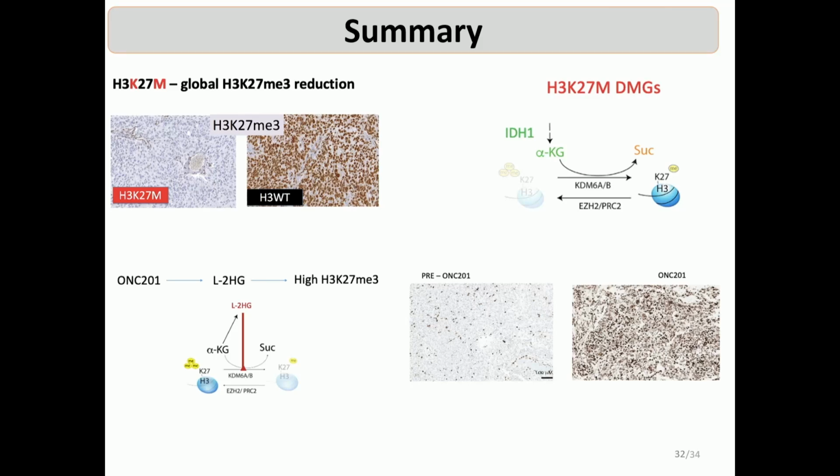ONC201, this drug, produces a metabolite called L2-HG that is structurally very similar to alpha-KG and therefore can block the effects of alpha-KG in driving this eraser. So when you block the eraser, you see an increase in the 27-trimethyl mark, as I showed you in these patient samples. So it's basically reversing the 27-trimethyl for the tumor to now resemble more of a wild-type tumor.